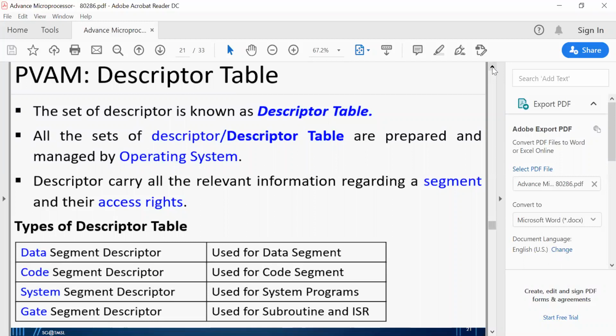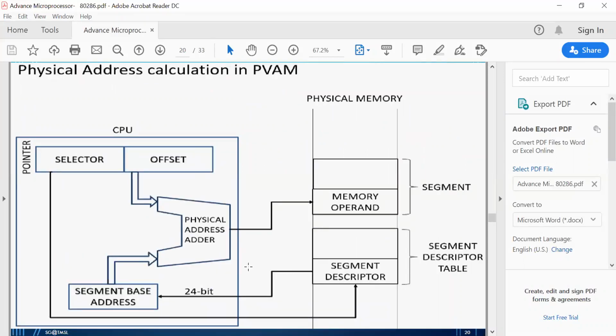Okay, and this descriptor is very important to create the physical address in protected virtual address mode. And how does this happen? Look at this picture. The segment base address is a 24-bit pointer that addresses the first location in that segment. This 24-bit segment base address is added with a 16-bit offset. So here is your 16-bit offset.